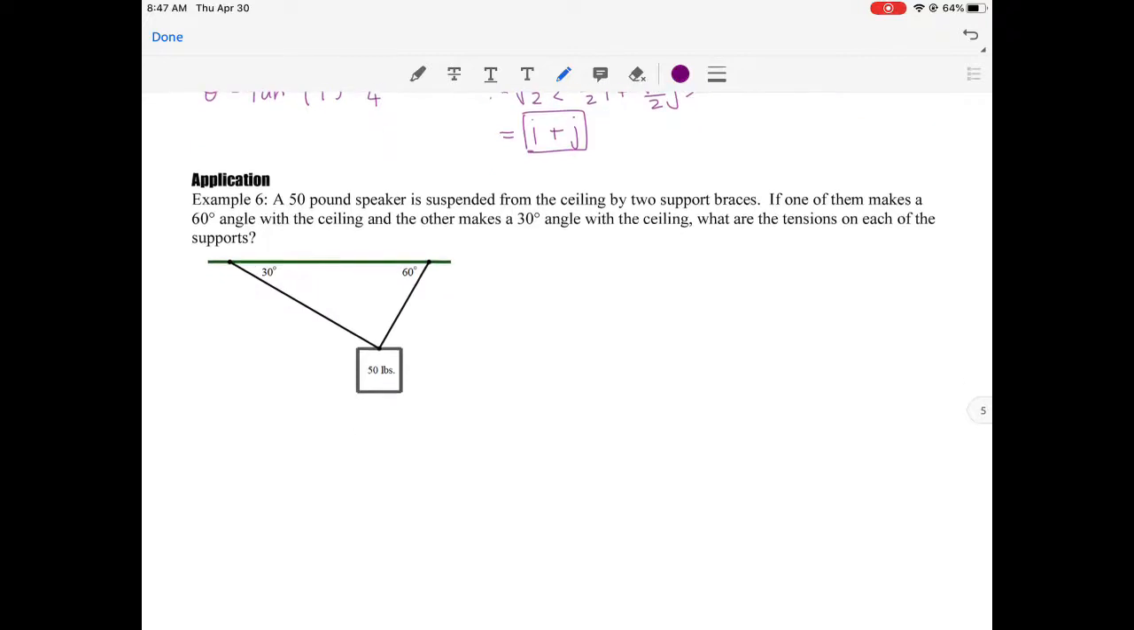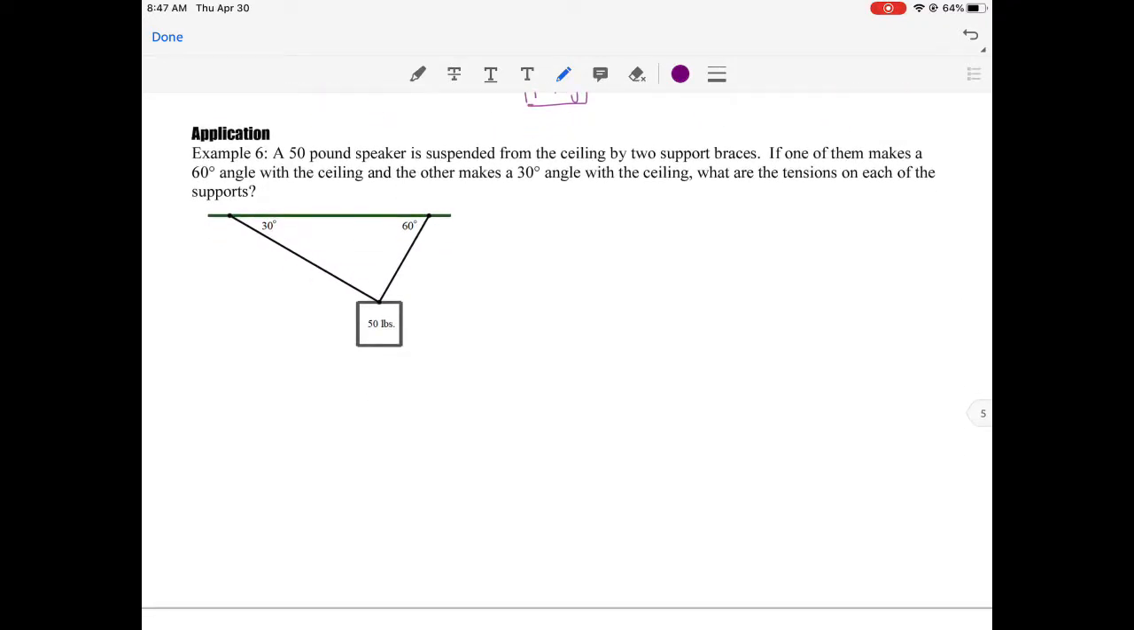Okay, last but not least, I've got an application problem, and this one I did a little bit different. There definitely are still some with your directions, you know, you're going bearing south, 8 degrees west, etc. But I think you've seen a lot of those, so this one maybe has a little bit more of like a physics application. So it says a 50-pound speaker is suspended from the ceiling by 2 support braces. One of them makes a 60-degree angle, you can see that over here on the right, with the ceiling, the other makes the 30, right, on the left. What are the tensions of each of the supports? So here, we're basically looking for, this is going to be supporting it this way. So you can think about this as like tension 1.